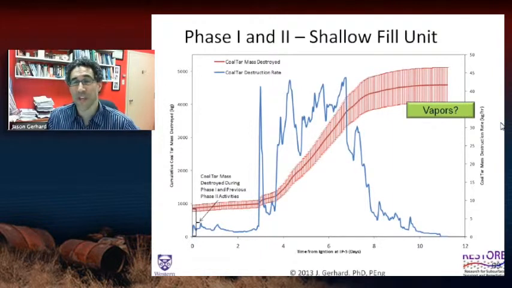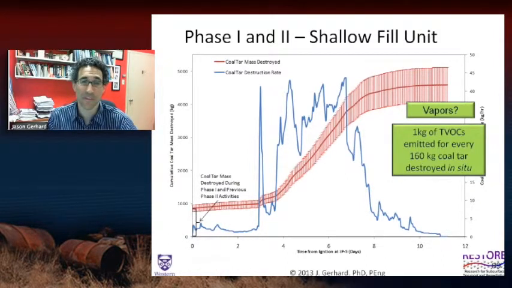Now the question was, what about the vapors? How much of that was emitted and how much was actually destroyed? So we actually measured everything that was emitted. It's just like I showed you for the lab experiments, and we get almost the exact same ratio. 1 kilogram of total VOCs, you add up all the VOCs, emitted for every 160 kilograms of coal tar that was destroyed in the subsurface. So again, it's on the order of 0.5% that's being emitted, even at this large scale. So that was very encouraging.